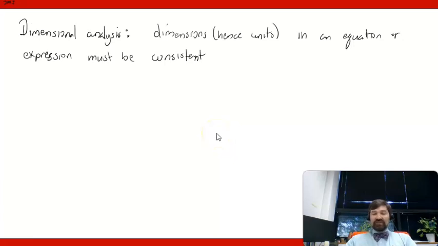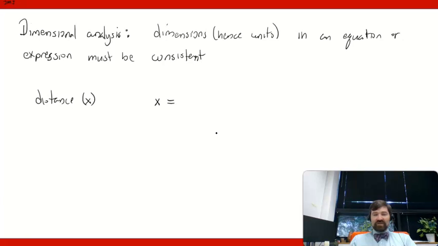So where does dimensional analysis come in? Well, the idea of dimensional analysis comes from the fact that units in an equation or an expression need to be consistent. What this basically means is if I have an equation that allows me to predict, let's say, how far an object has traveled, then on the left side of the equation, maybe I happen to have a distance or distance traveled. Let's say that maybe that's an x.